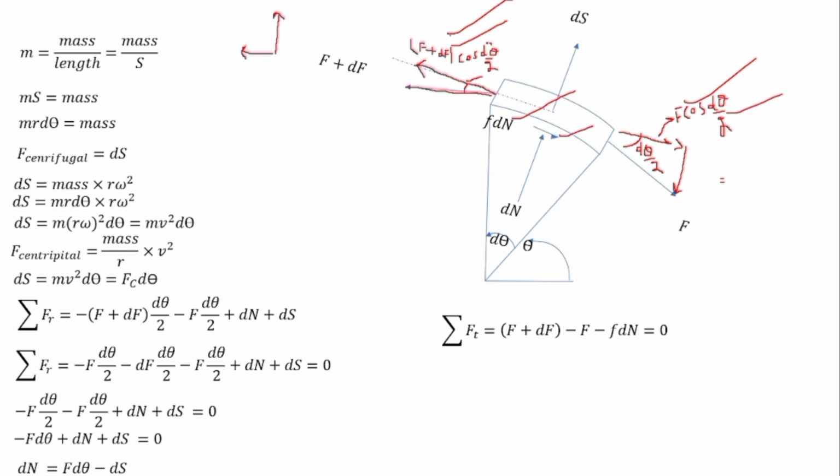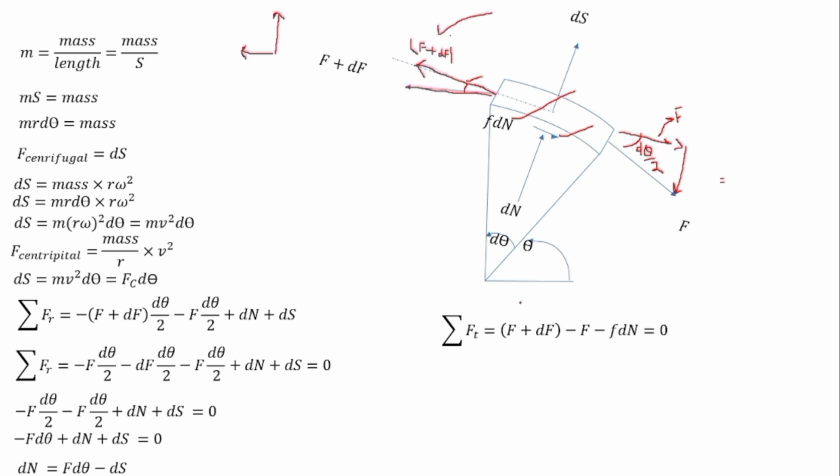But if you see over here, d theta is a very small value. So d theta by 2 will give you further small values such that it can be considered to be equal to 0. And cos 0 will give you 1. So instead of this cos d theta by 2, you can put 1. So it is going to give you F plus dF, and similarly this component will give you F.